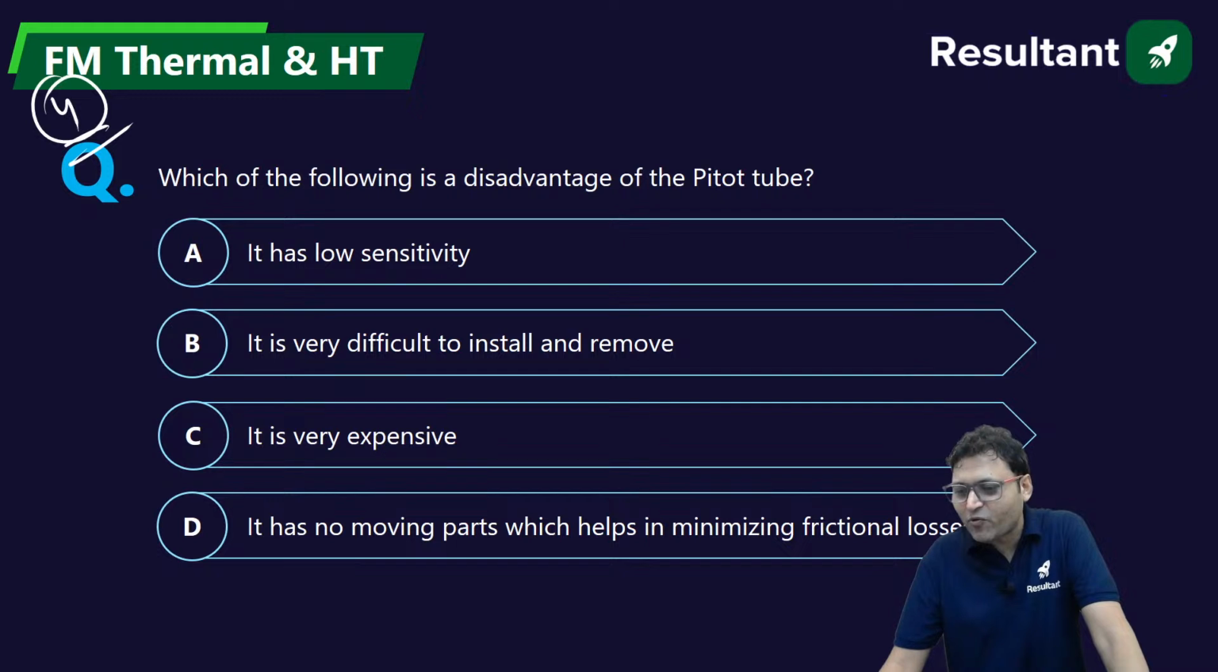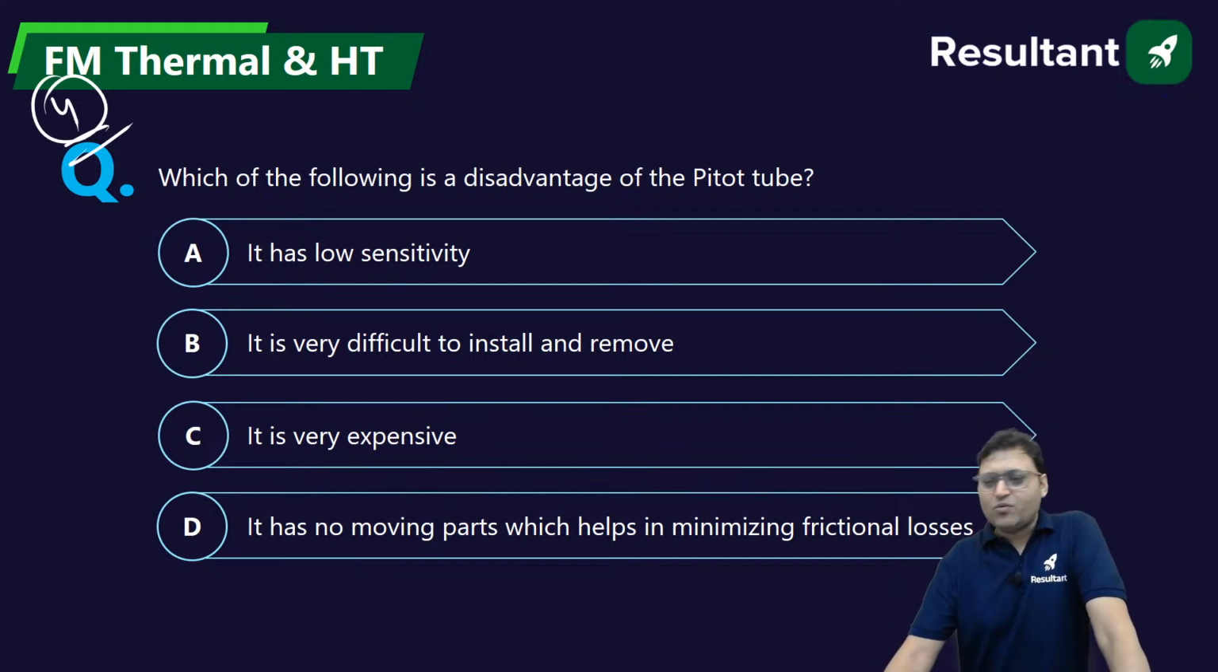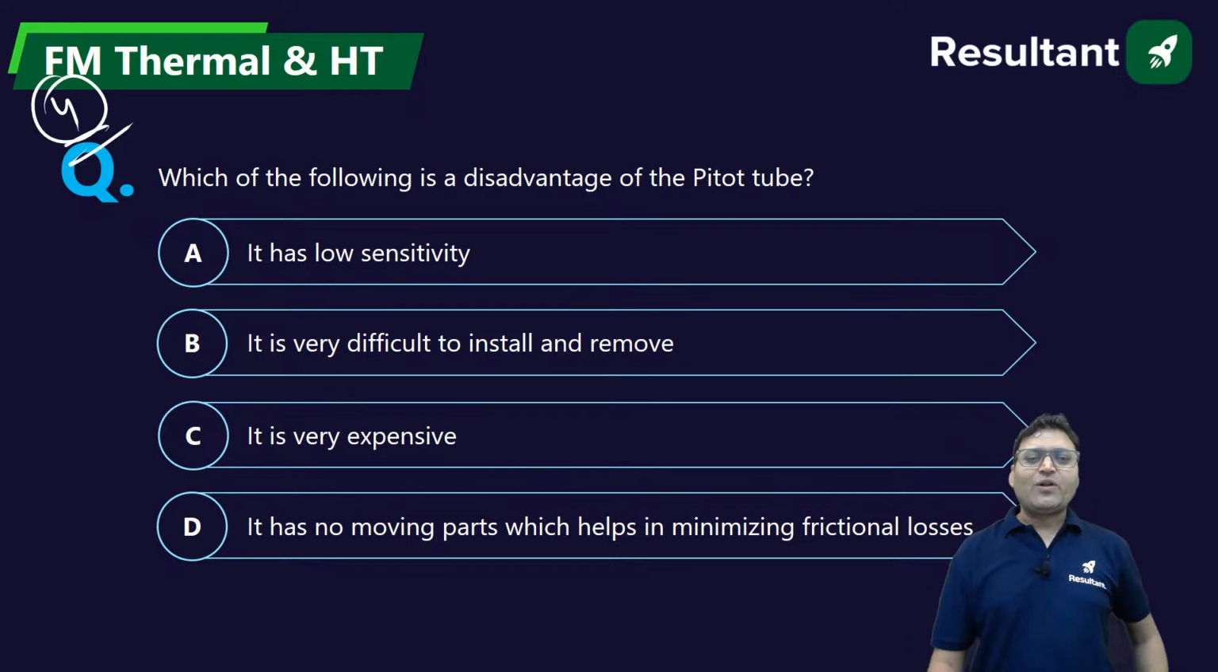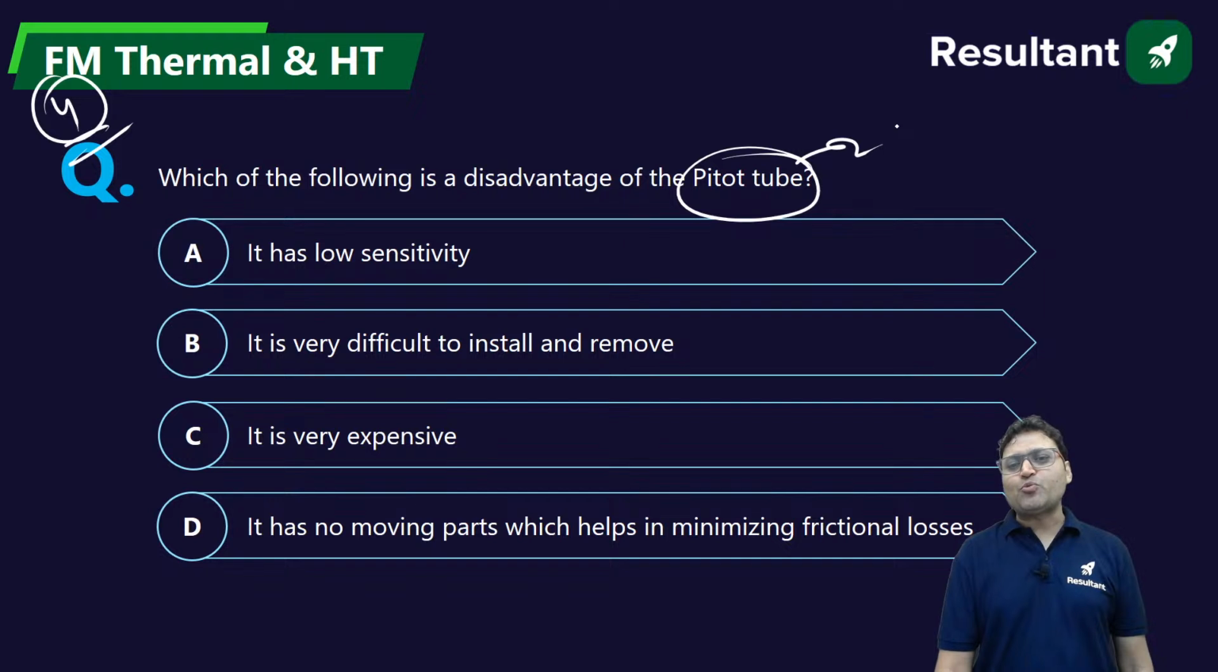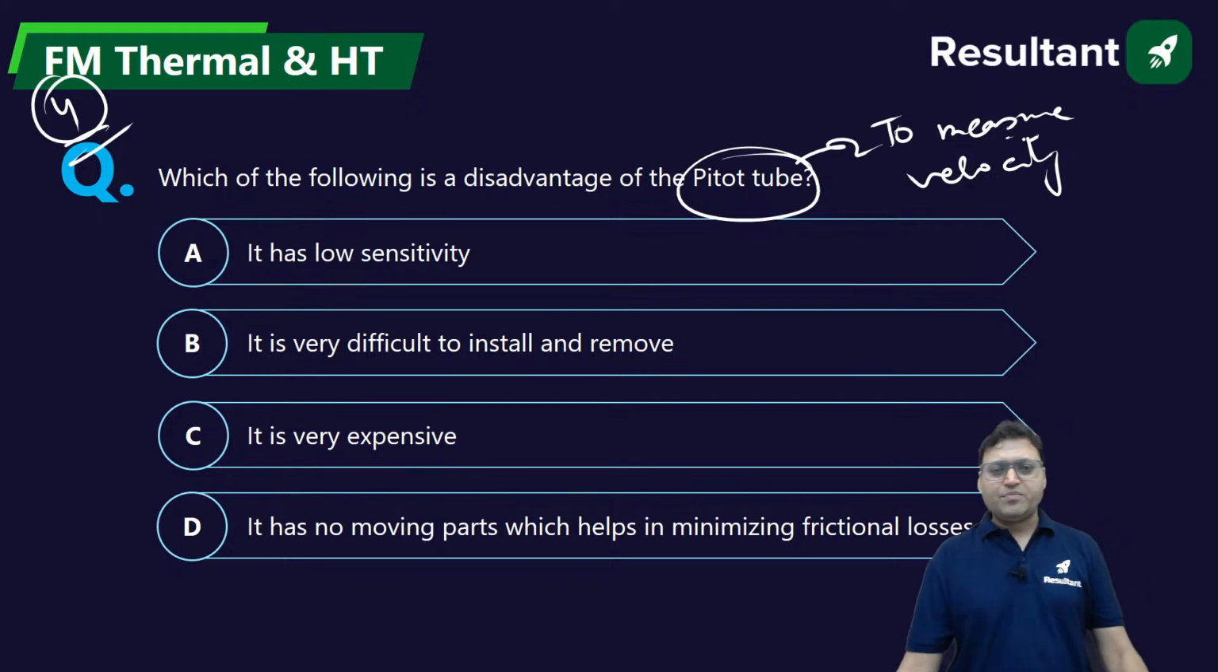What about question number 4? Which of the following is a disadvantage of pitot tube? Pitot tube is used to measure the velocity. Velocity of the flow, pitot tube.